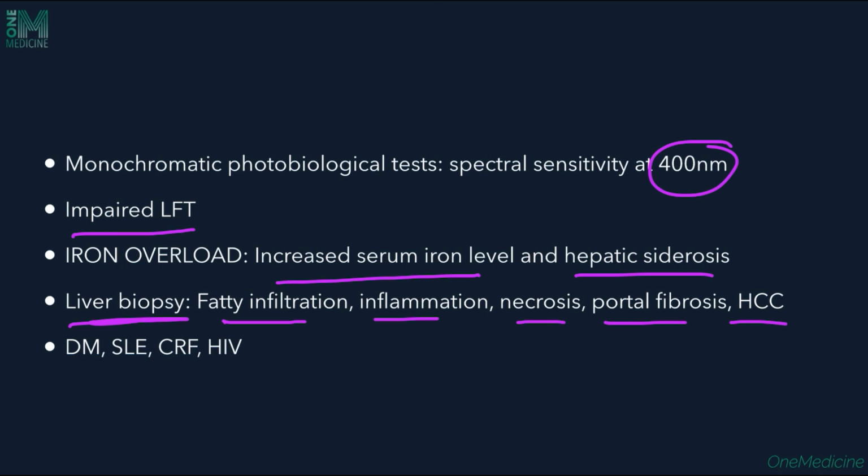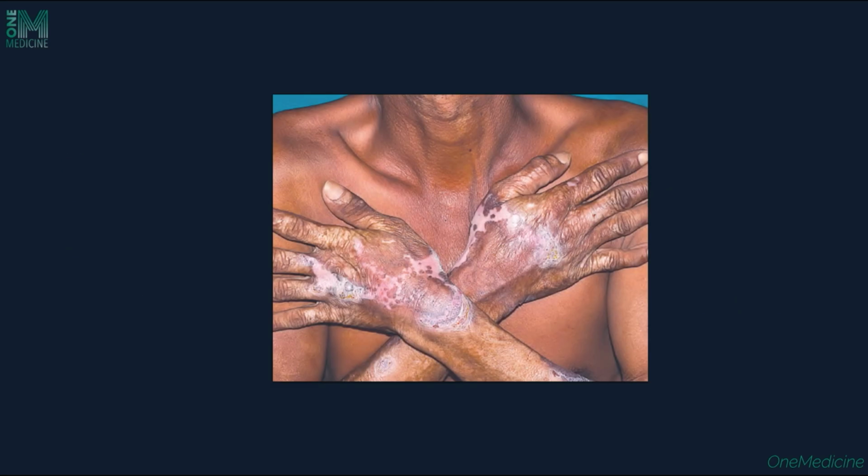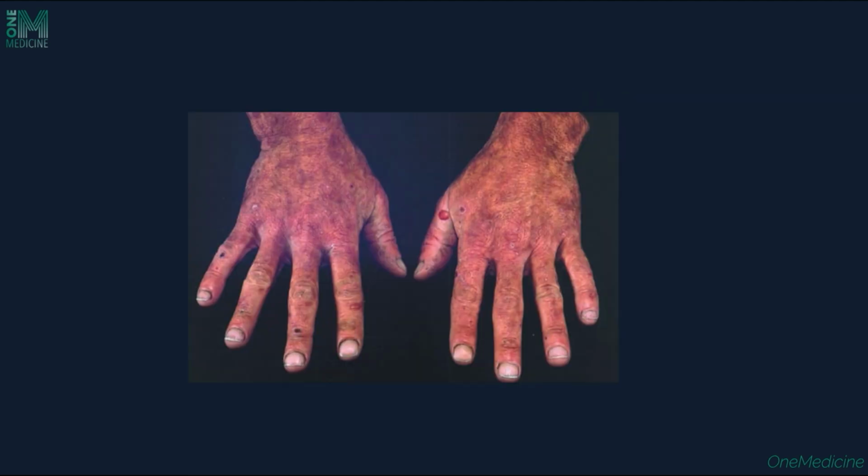So this PCT can be associated with diabetes mellitus, SLE, chronic renal failure, and also HIV infection can be associated with PCT. These are the hypopigmented lesions on the exposed sites here in the adult patient. Also again here on the dorsum of the hand you can see some exposed sites.